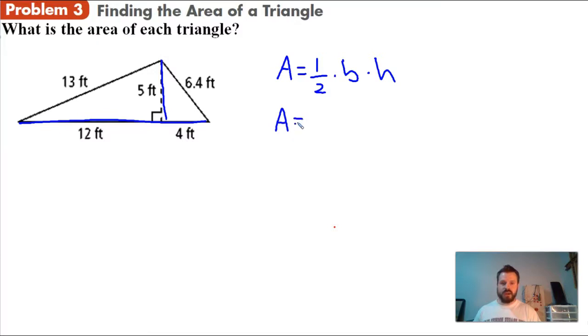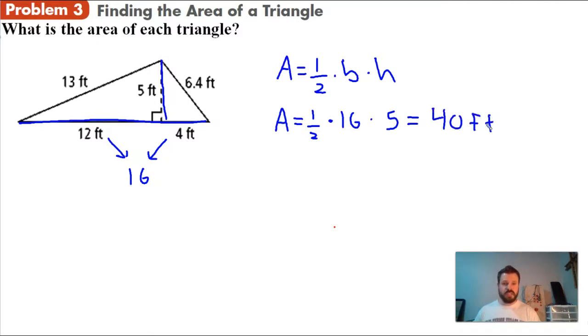So we can say area is equal to 1/2 times the base, which will be, we'll just add these together, 12 plus 4 would be 16, times the height, which is 5. Half times 16 times 5. When I multiply that through, I get a 40. So we can say 40 feet squared.